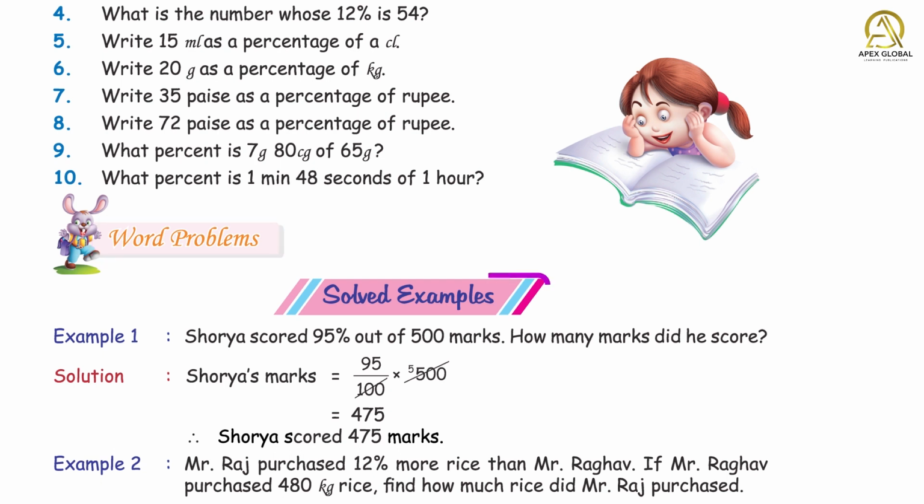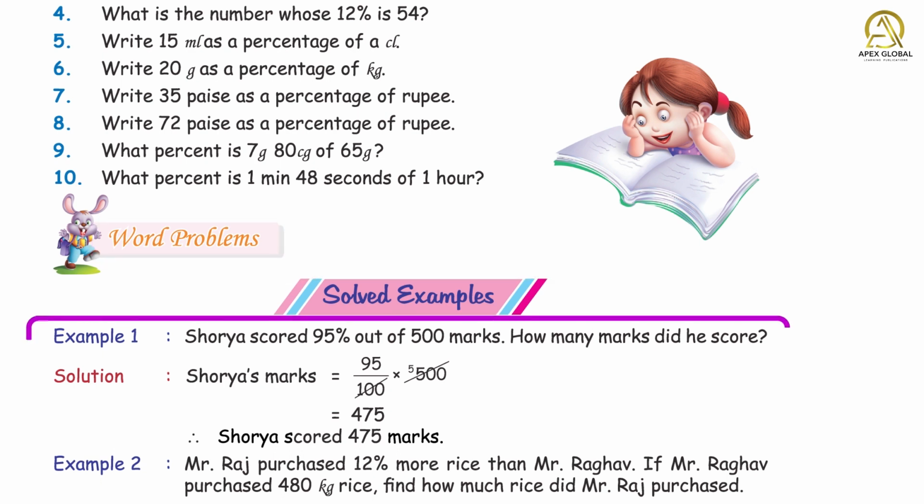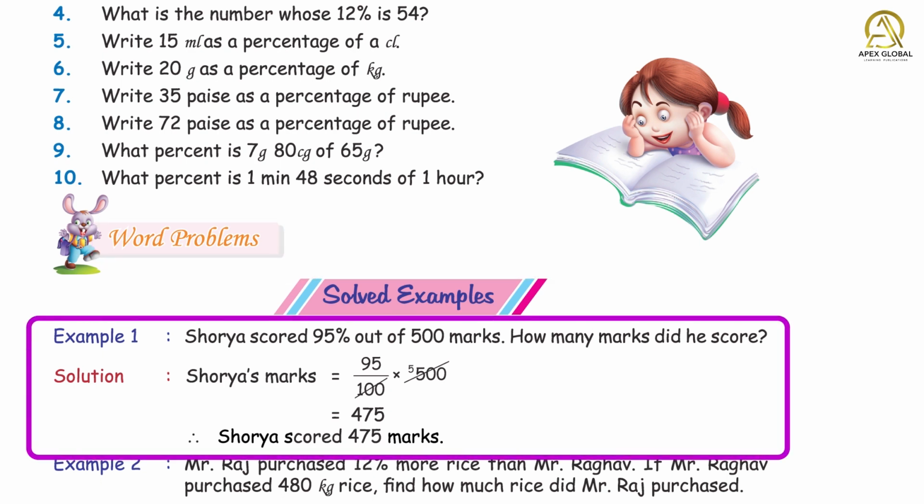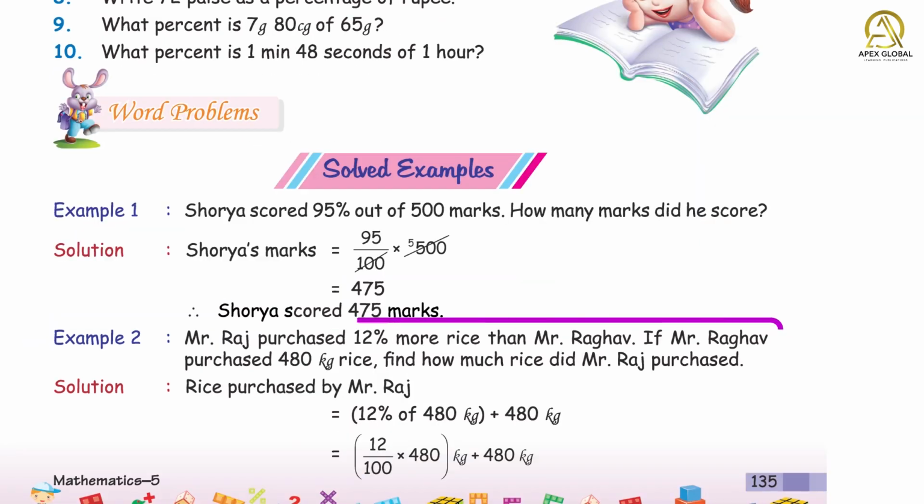Word problem. Solved example. Example 1. Shaurya scored 95% out of 500 marks. How many marks did he score? Solution. Shaurya's marks 95 upon 100 into 500. Shaurya scored 475 marks.